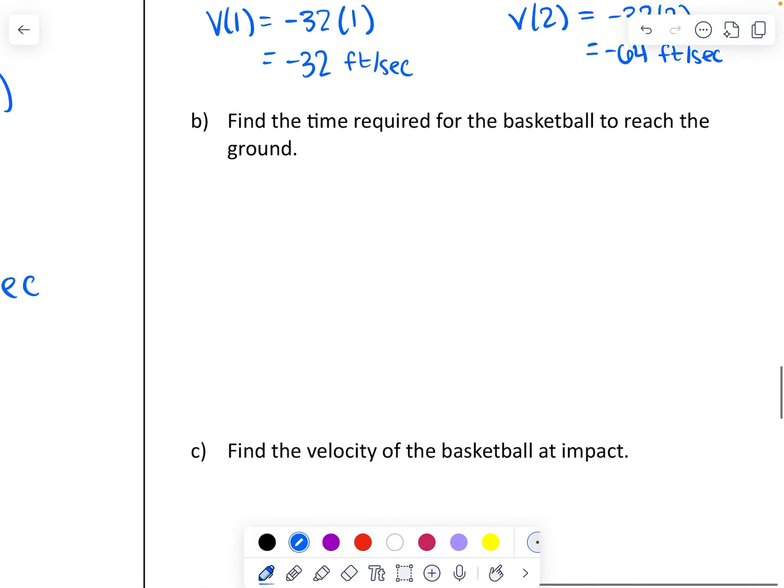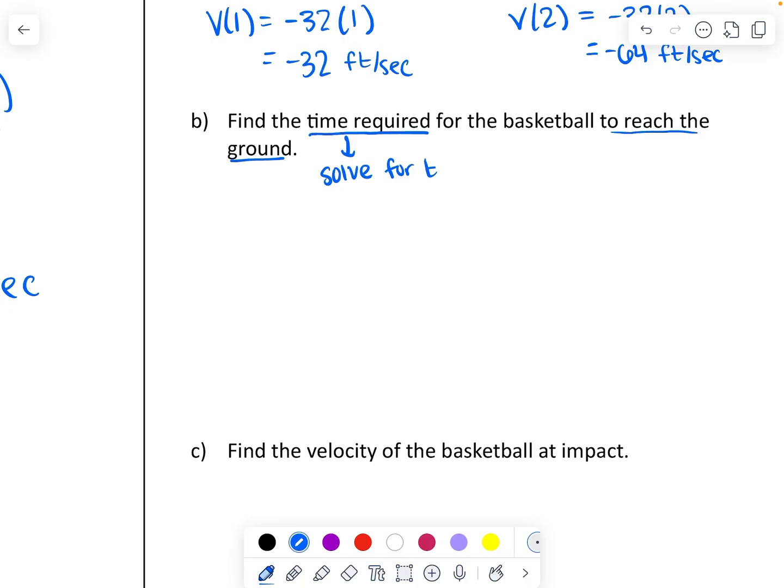Okay, now I have another question. Find the time required for the basketball to reach the ground. Okay, this one, I don't know. I think just sometimes it's hard for students to interpret what a question's asking. Like, what do I do? How do I find that? Find the time required. So you're solving for t. For the basketball to reach the ground.